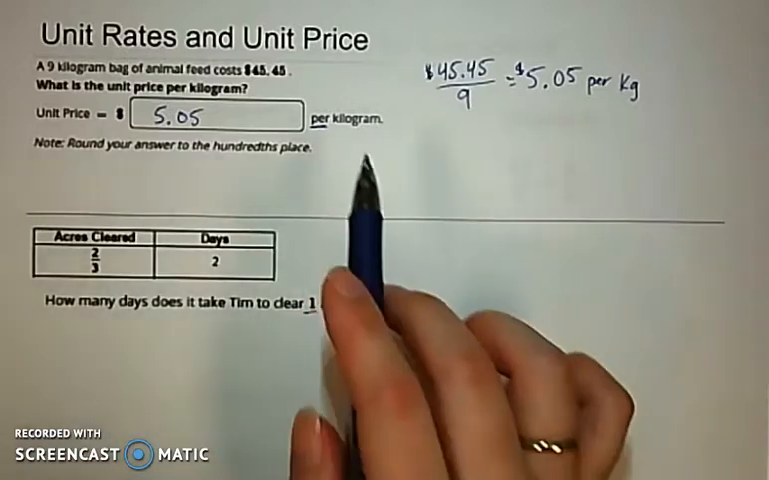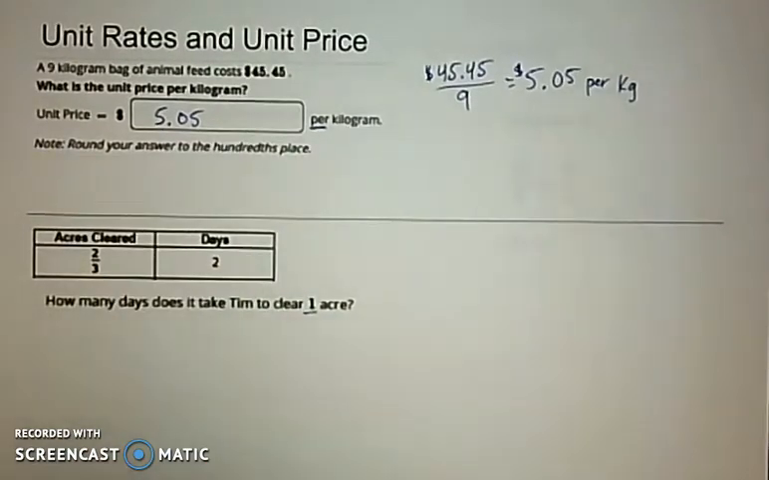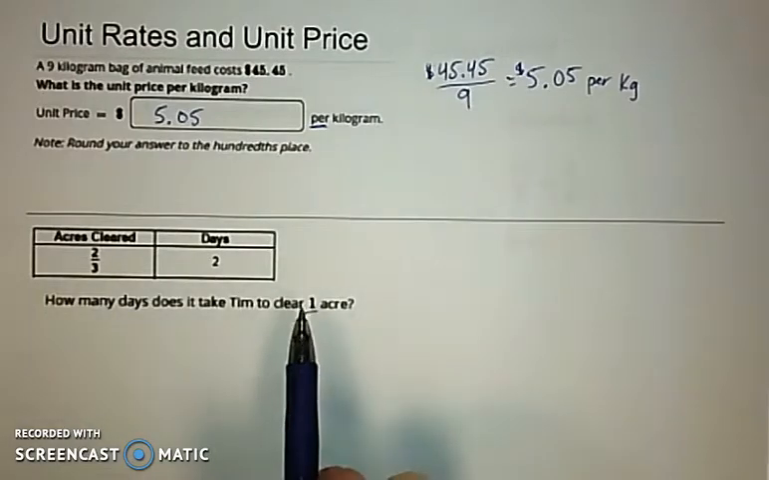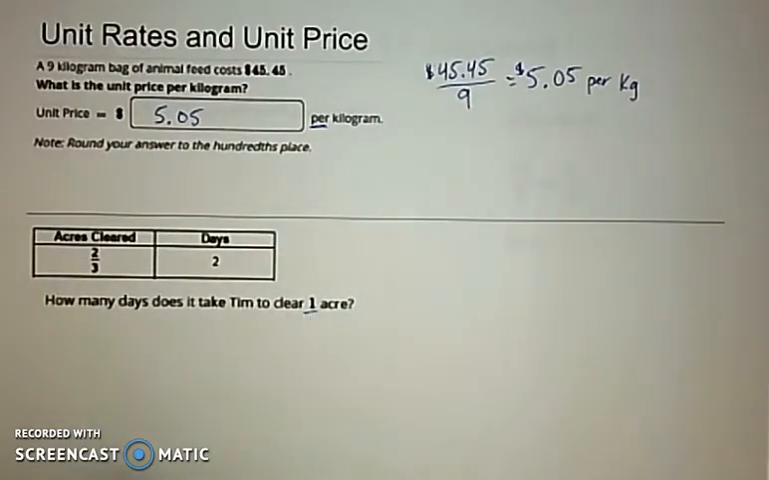Now sometimes they won't always use the word per. Sometimes they use for every one or for one. And that's kind of the same as saying per. So that means that we're going to divide whatever we want one of. That's going to be the second thing that we divide by.